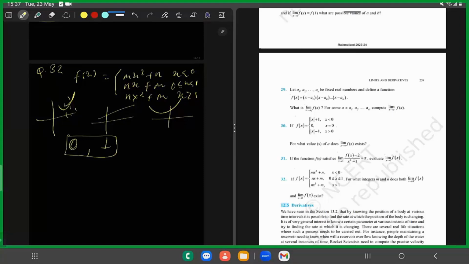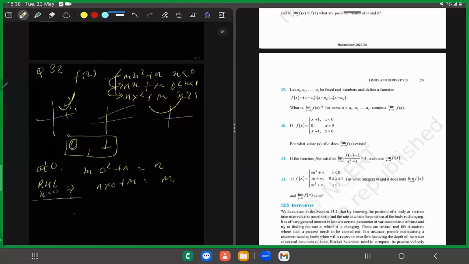It is jumping from this function to this function, and at x equal to 1 this is jumping from this to this, okay? So we just have to check at x equal to 0 and 1. So at 0, if we find the left hand limit, it would be m into 0 square plus n, so this is simply n, and the right hand limit at x equal to 0 would be n into 0 plus m, so this would be simply equal to m.